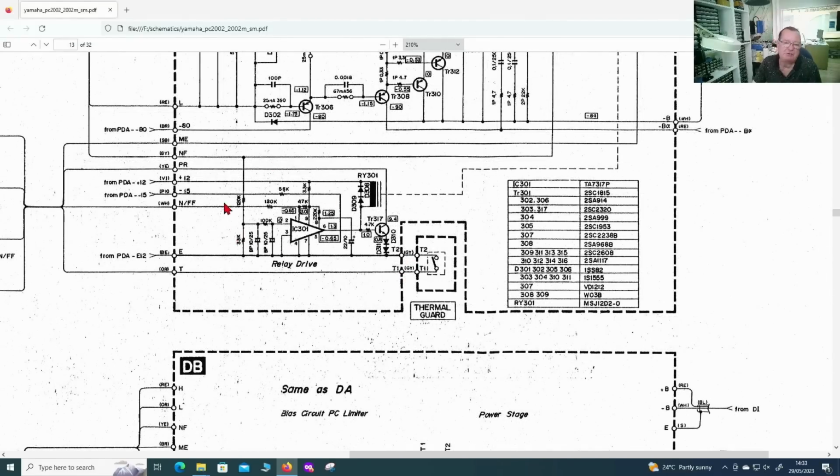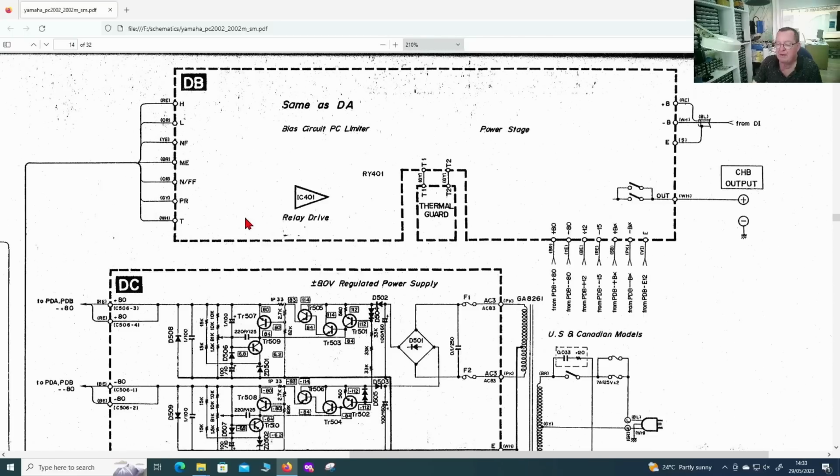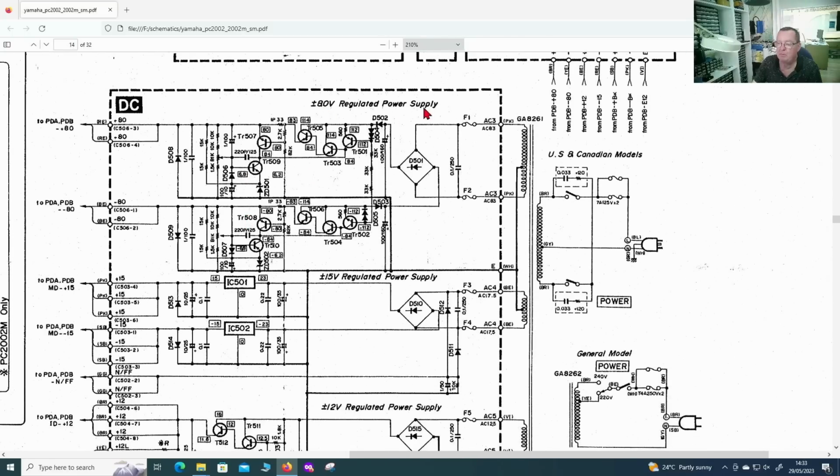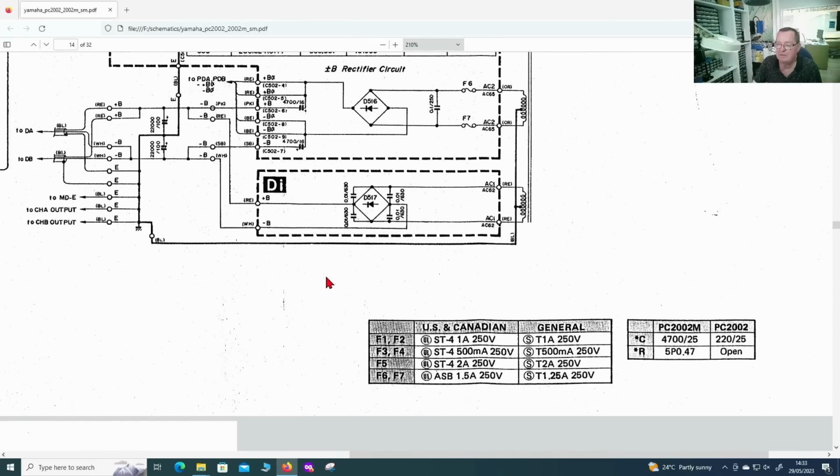Because we have a protection on both amplifier channels, my first thoughts were, as I mentioned before, power rail problem. So the next thing I looked at was the regulated power supply. This is the power supply. Now let's have a look at this in a little bit more detail.